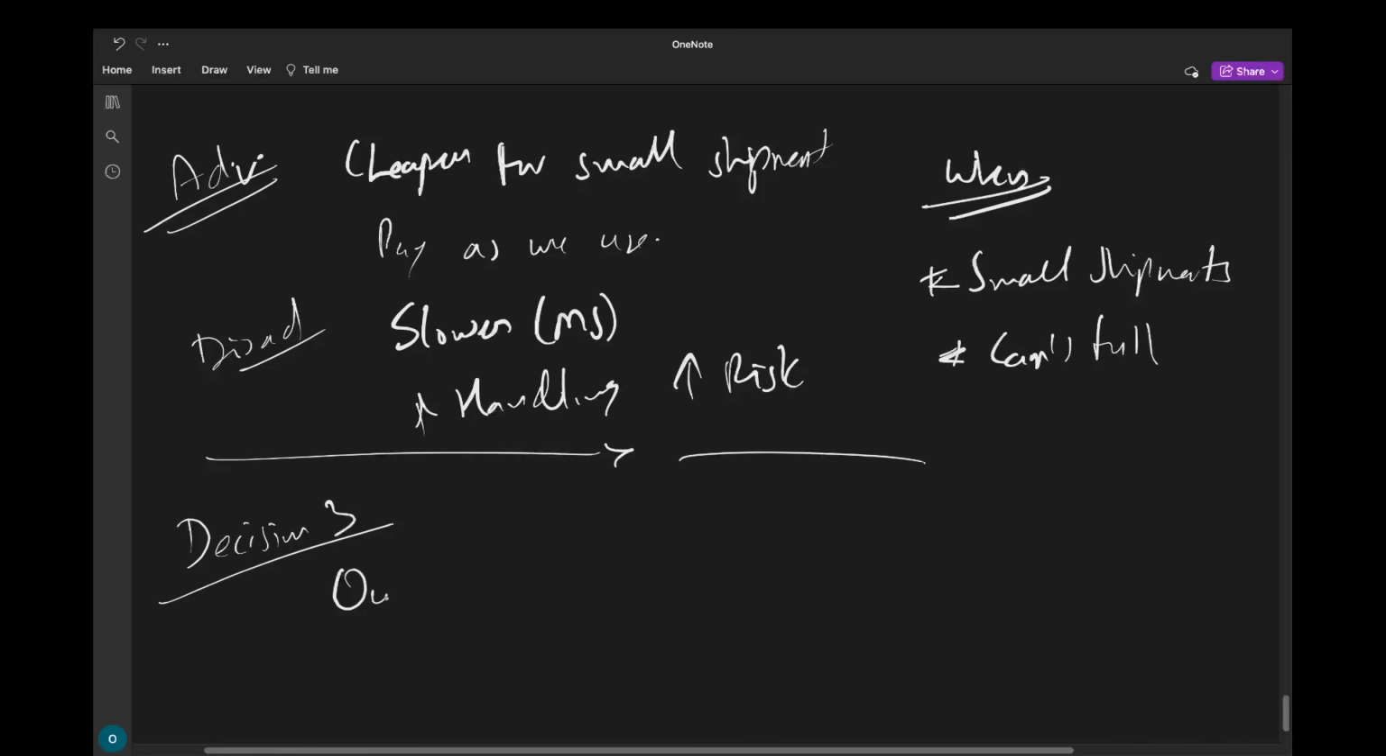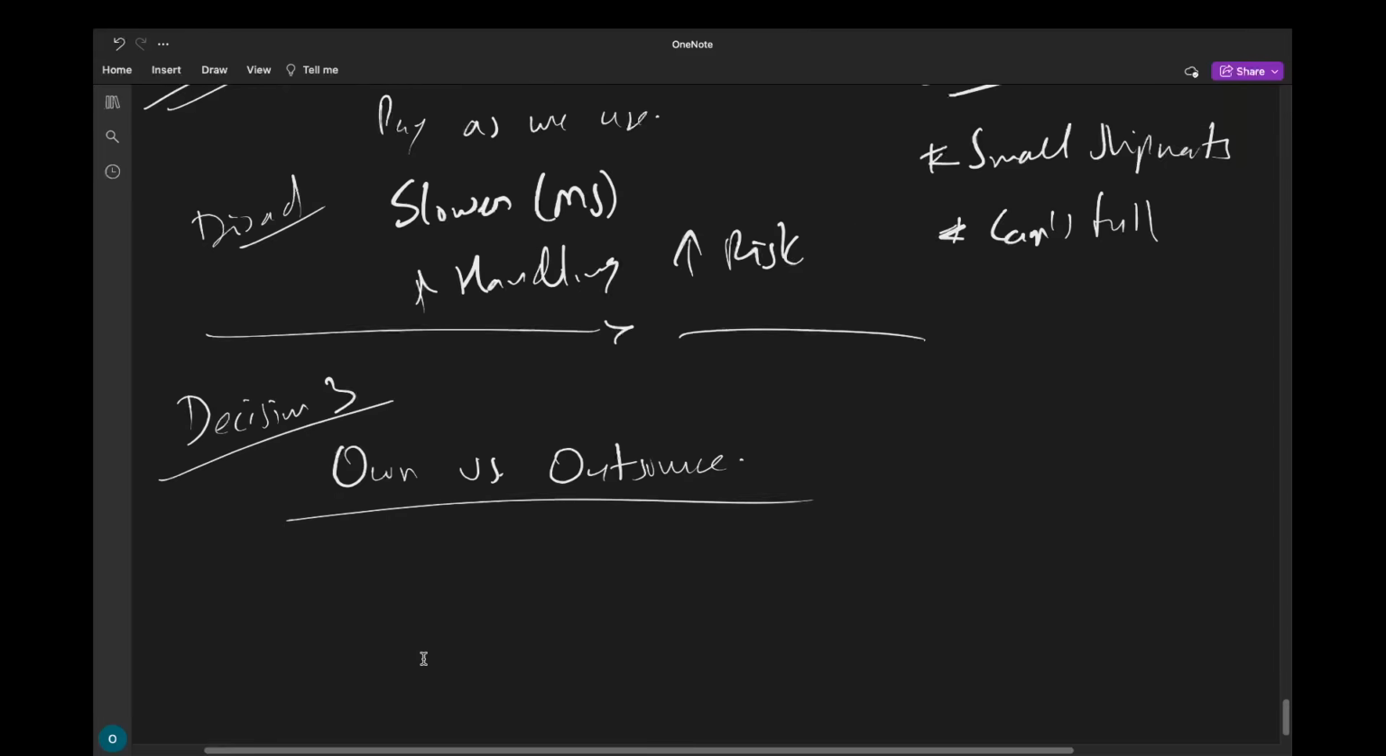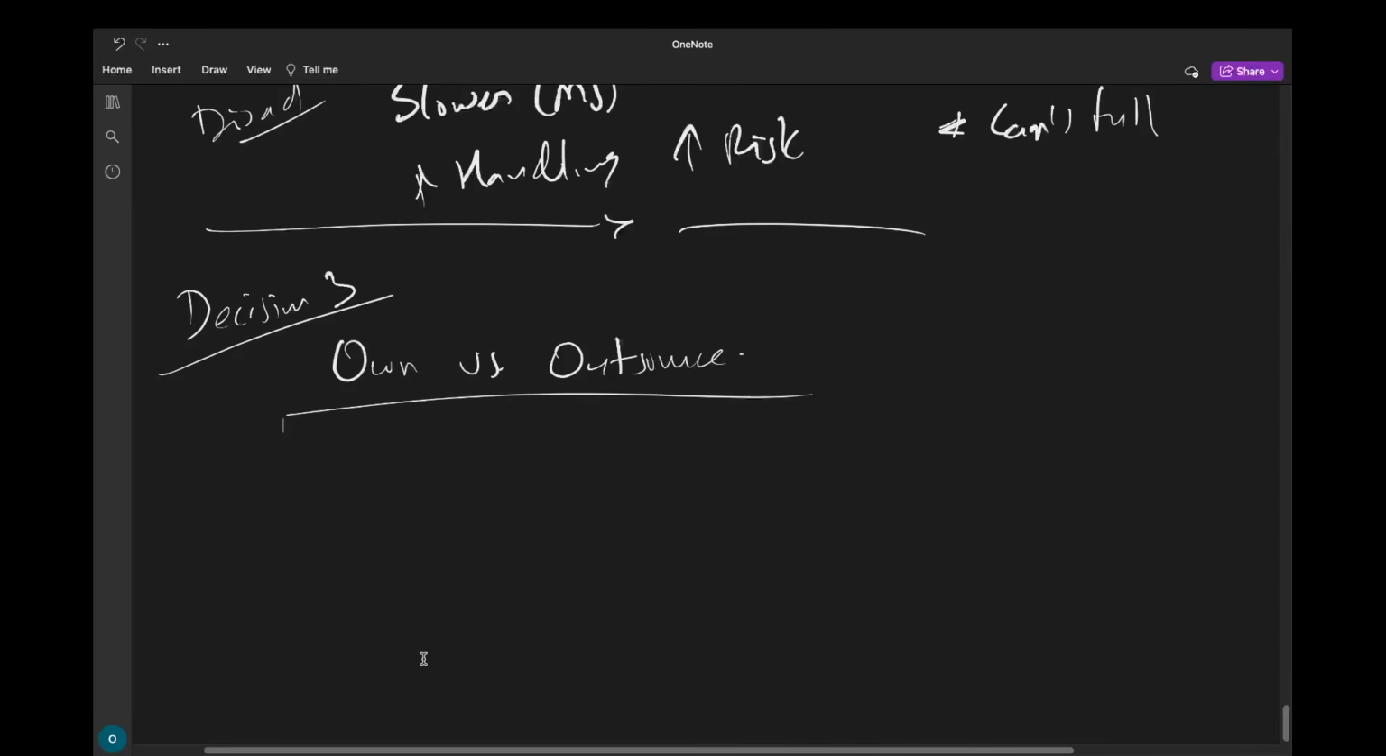Own versus outsource. So whether we should be owning the fleets, that means trucks, or we should outsource our transportation needs to the outside truck operator. So if we have private fleet, that means we own the fleet.